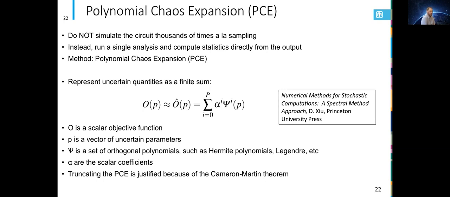And there's a lot of mathematical analysis behind this, why this is an okay thing to do. Generally, at least for a lot of problems of interest, these expansions converge fairly quickly. So it's justified to truncate the expansion based on this theorem here.